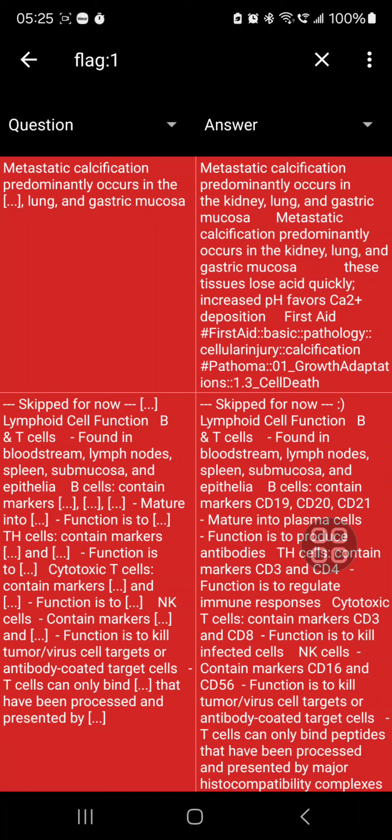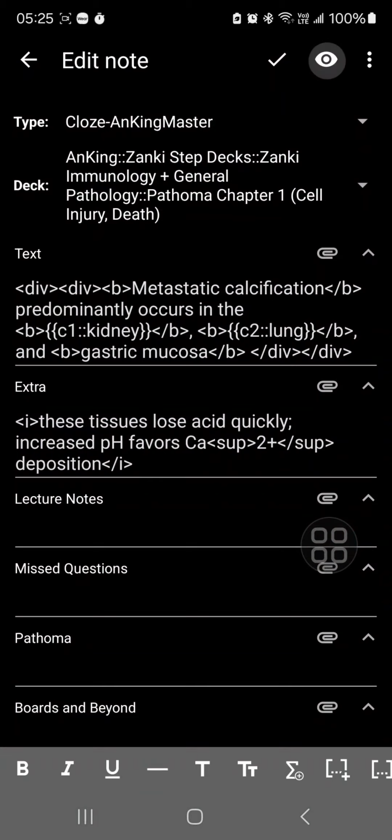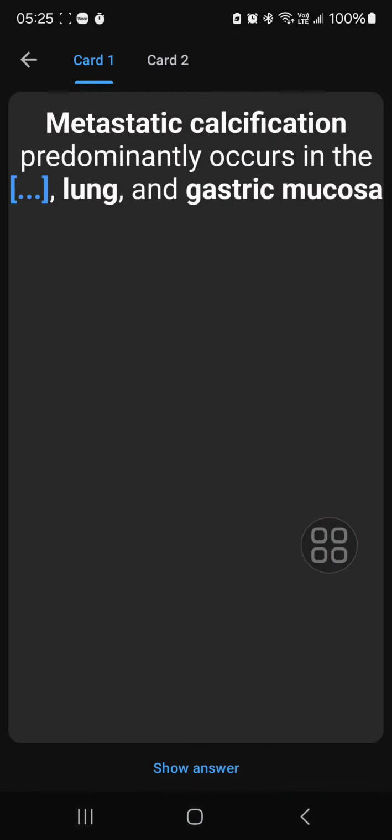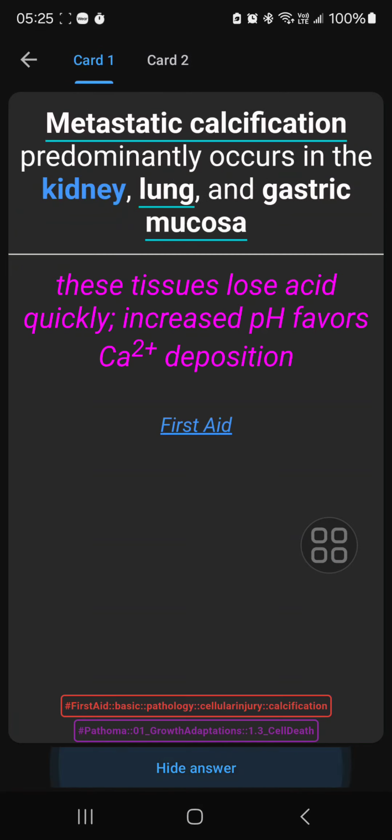Metastatic calcification predominantly occurs in the dash, lung, and gastric mucosa. Can be breast, lung, and gastric mucosa, I guess. Kidney. No, I was wrong. Metastatic calcification occurs in kidney, lung, and gastric mucosa. Why? Because these tissues lose acid quickly. Increased pH favors calcium deposition.